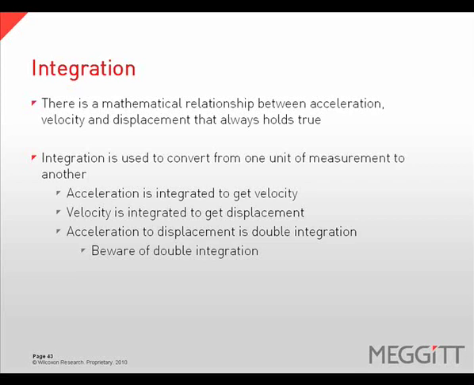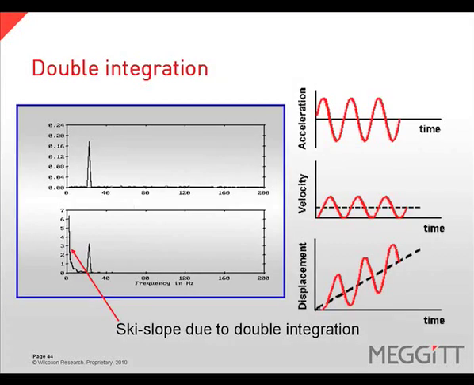Beware of double integration. Here is an example of what can happen with double integration. Notice the ski slope effect that is present in the lower data example. This is solely due to double integration.